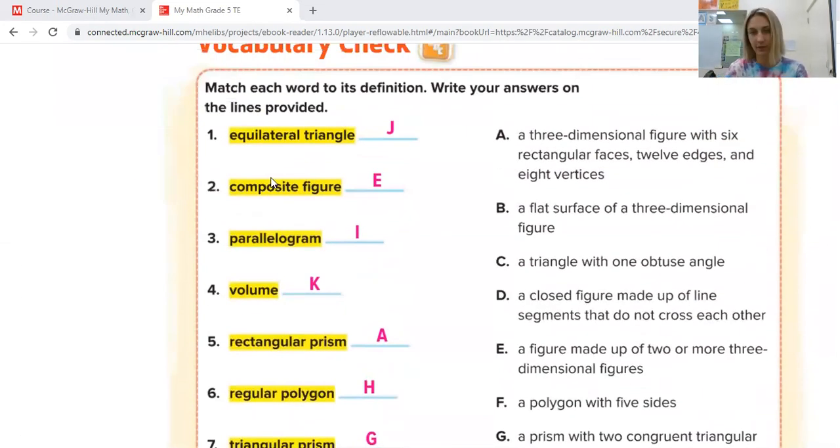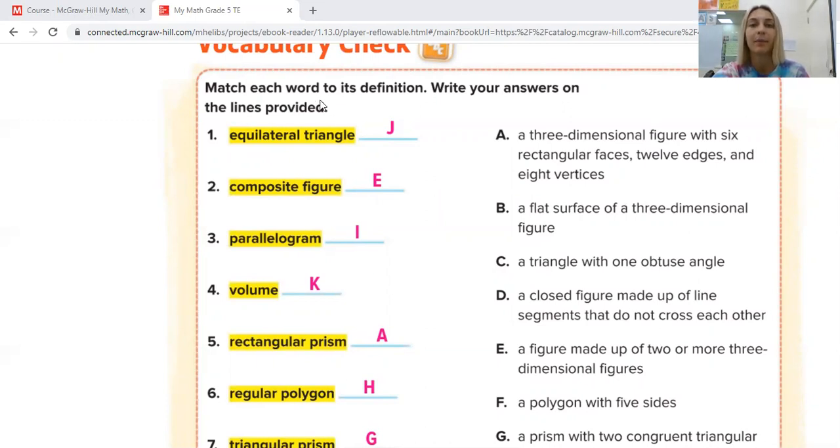Number two, composite figure. We talked about this on Thursday. A composite figure is a figure made up of two or more three-dimensional figures. So you can't just have one, that would just be a normal 3D shape. For it to be composite, you need at least two or more. It can be any 3D shapes stuck together. On Thursday, we learned how to find the volume of that. You just split them back up into their own shapes and then add it all together. So composite figure, two or more three-dimensional shapes.